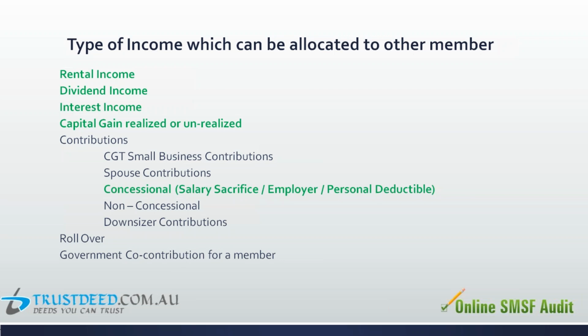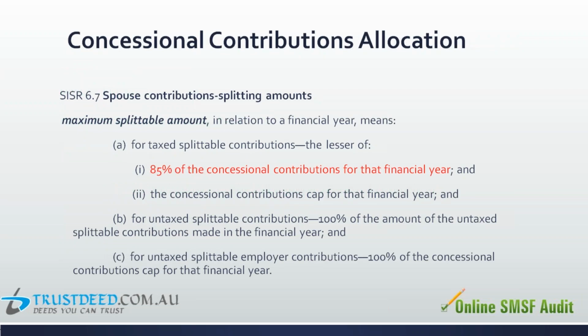So let's look at how concessional contributions can be allocated, and the answer is again in regulation part 6.7, and it talks about the maximum amount you can split. So 85% of any concessional contributions for that financial year. So if you make a contribution, say a contribution was done before 30th of June 2017, on the following year, 85% of that contribution can be split to your spouse.